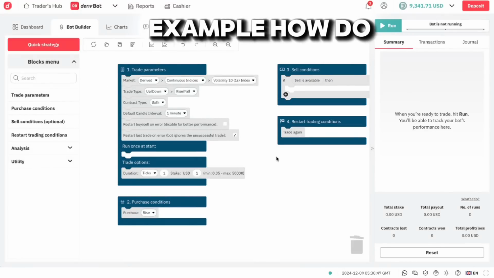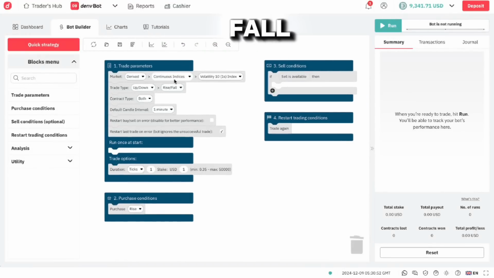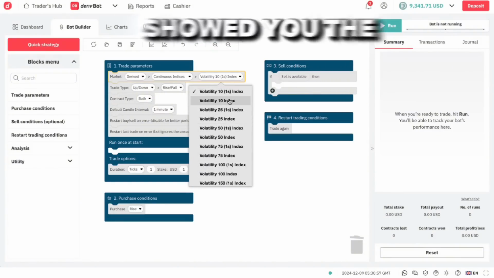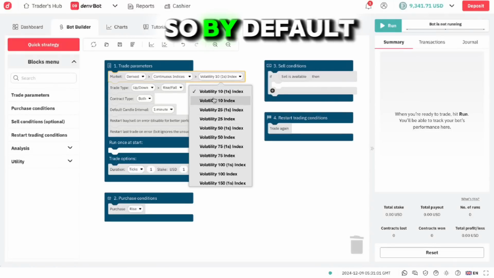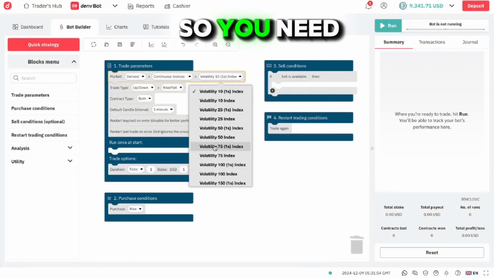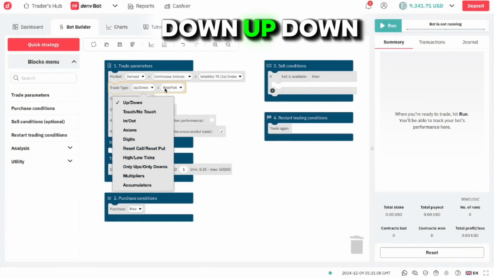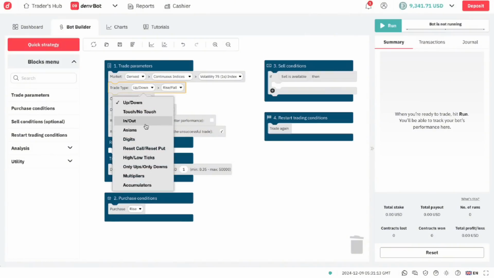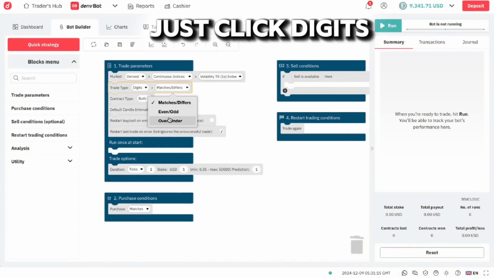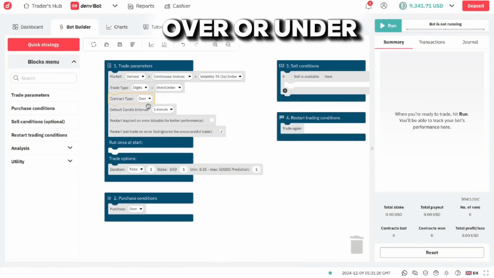So for example, how do I set a bot? If I want to trade rise and fall, the first thing I do is select the market. Remember I showed you the 10 index, all the way up to 150. By default, most of them are on the 10 index, so you need to select the one that you want. And then the trade type could be up, down. Up, down has rise and fall. Rise equals rise, fall, and higher, lower. If you want digits, just click digits, go over, under, and then go either over or under.